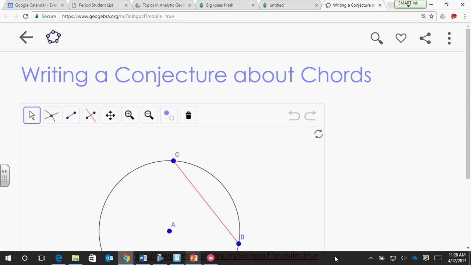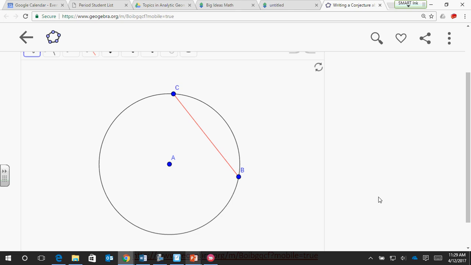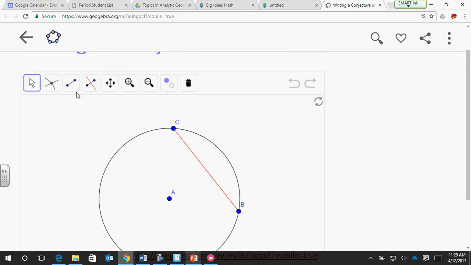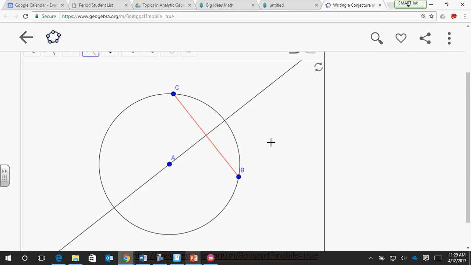So if we look at GeoGebra and we have this investigation, first of all, what's the name of my chord? Chord CB, or segment CB, right? So CB is a chord. And they want us to find the perpendicular bisector of that chord. This is the tool that we use to find a perpendicular bisector. And the neat thing about it is all I have to do is press on the red chord and we get the perpendicular bisector. Okay?